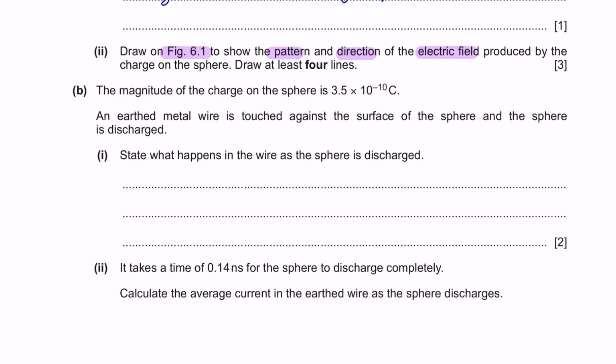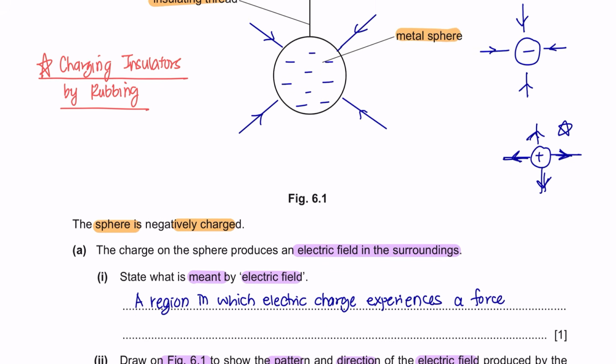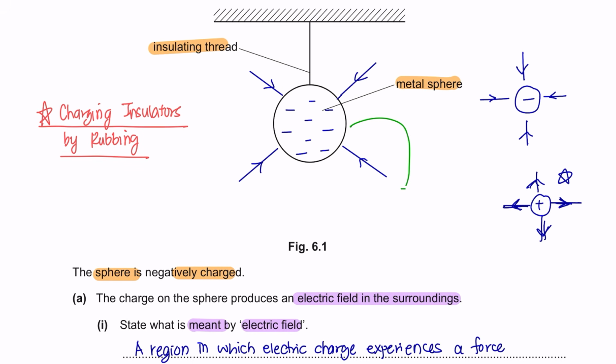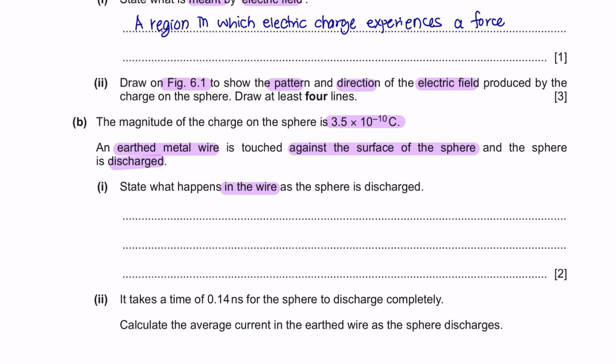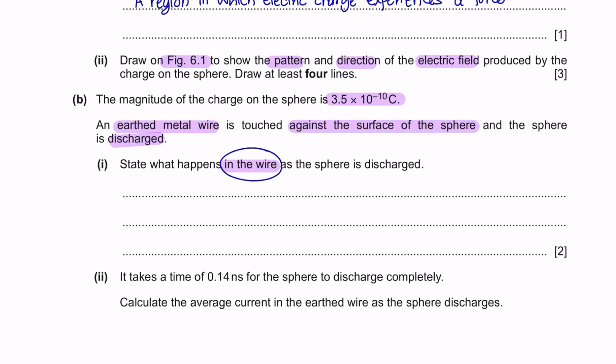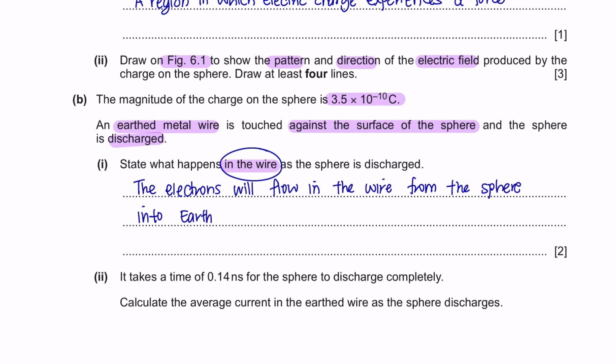Next, question B. The magnitude of the charge on the sphere is 3.5 times 10 to the power of negative 10 coulomb. An earthed metal wire is touched against the surface of the sphere and the sphere is discharged. Part 1. State what happens in the wire as the sphere is discharged. Remember that if any earthed wire or ground wire is attached, then the electrons will move through the wire into the earth. So since the question is just asking you what happens in the wire, you can just mention that the electrons will flow in the wire from the sphere into the earth.